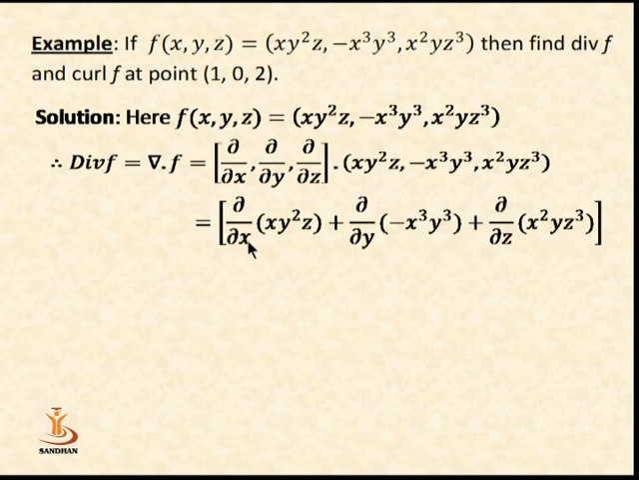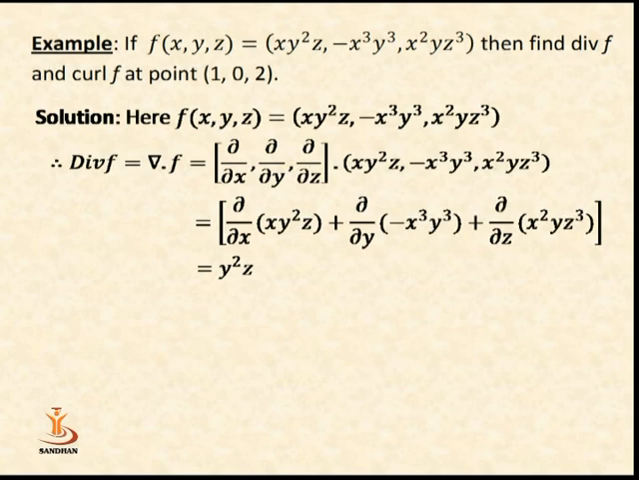Differentiation with respect to x for any function, that time we keep y and z constant. So here when we differentiate with respect to x, y square and z is a constant for x, and the differentiation of x becomes 1, so we get y square z. Again we do the differentiation with respect to y, that time we keep x cube as a constant, then the differentiation of y cube is equal to 3y square.